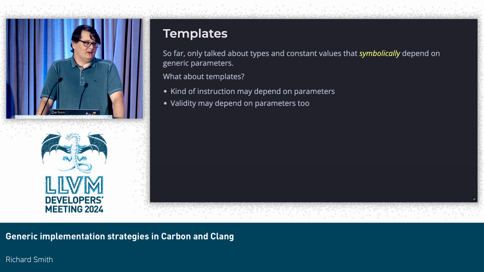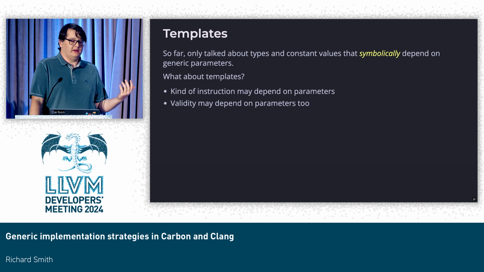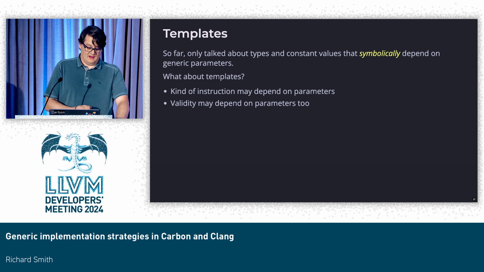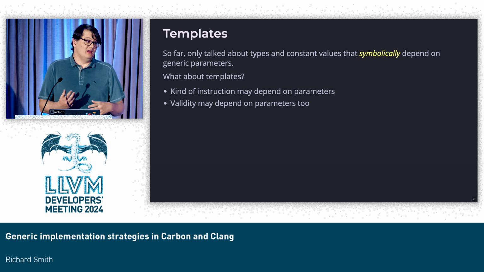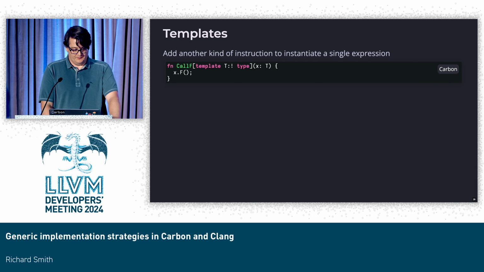Maybe some of you noticed I've been slightly cheating so far, because all I talked about before would cover cases where you can symbolically determine types and constant values of things within the generic. And that works fine for checked generics, but for template generics, in general, you can't do that because you don't know what the meaning of the code is yet. So we have constructs that might depend on template parameters to the point where the validity might depend. It's a more general and a bigger problem to solve. So how are we going to deal with that?